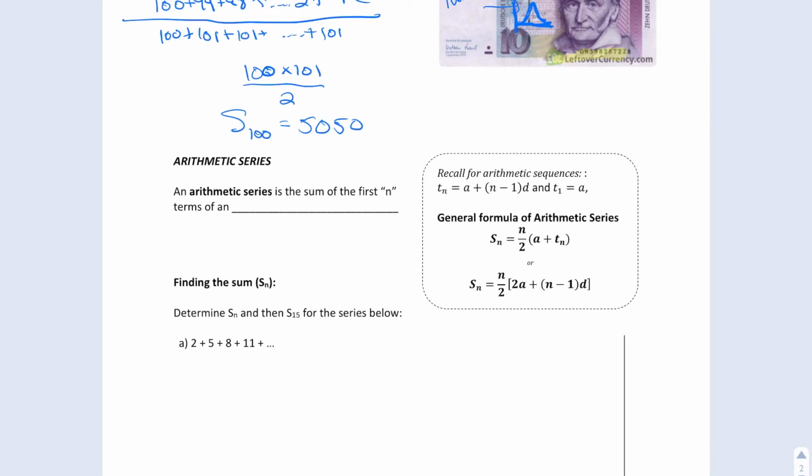So what we're looking at is the series, and we're going to use a formula rather than take Gauss's method. Our formula will make it a bit easier. Basically, we said that an arithmetic series is just the sum of the first n terms of an arithmetic sequence.